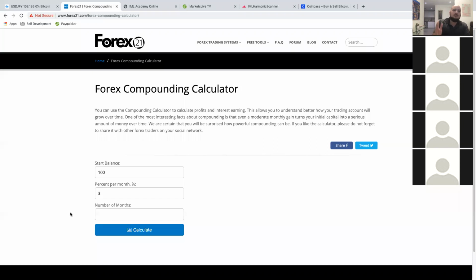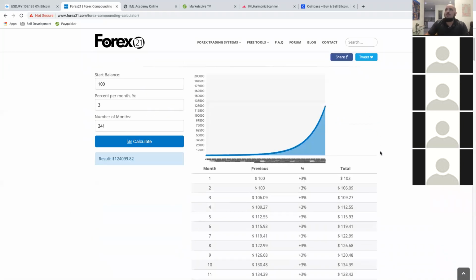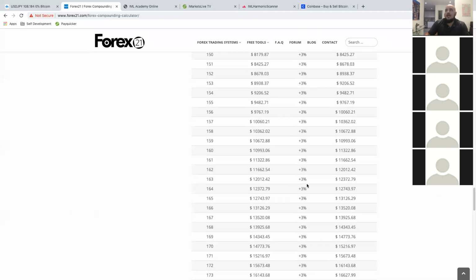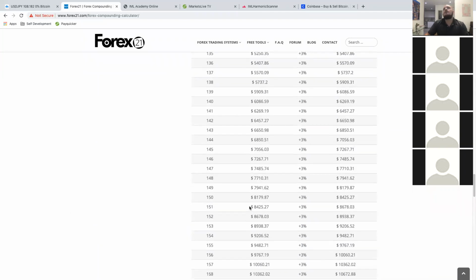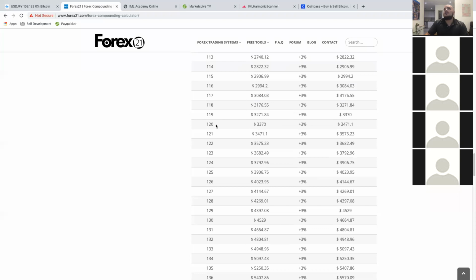Now, going back to the screen, $100 grown at 3%. And instead of months, pretend that number says days. We're going to do this 5 times a week. That's about 241 working days a year when you take out your holidays. And guess what? $100, guys, 6 months later, all right, you can have a $3,000 account.